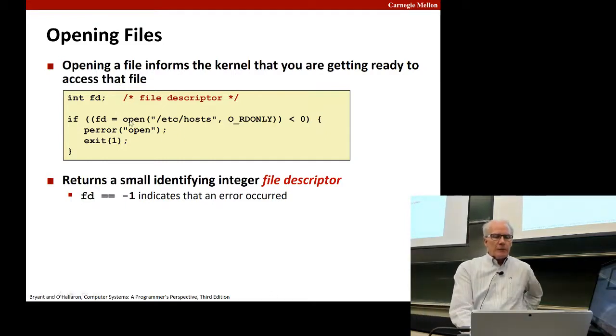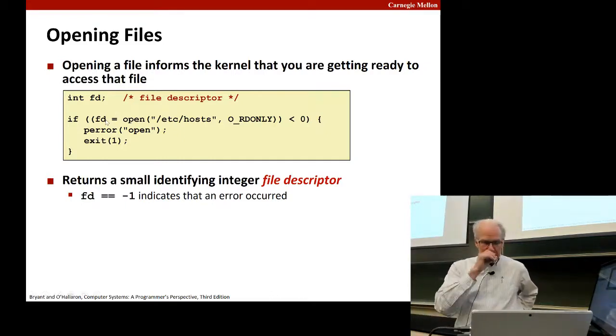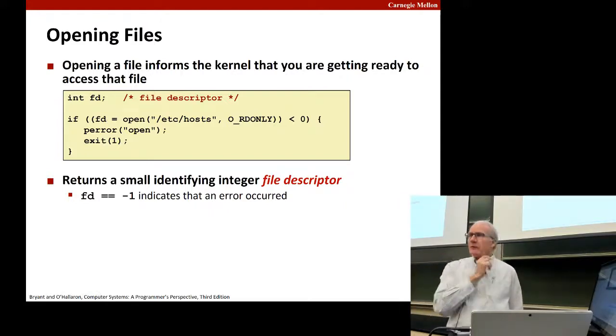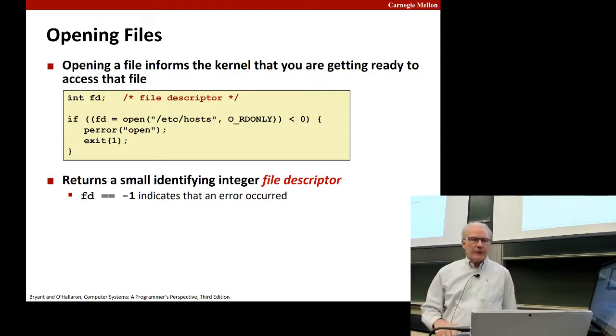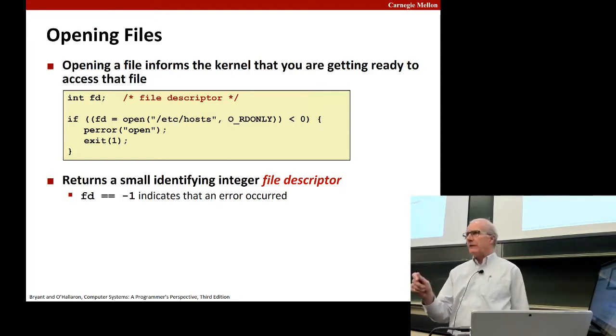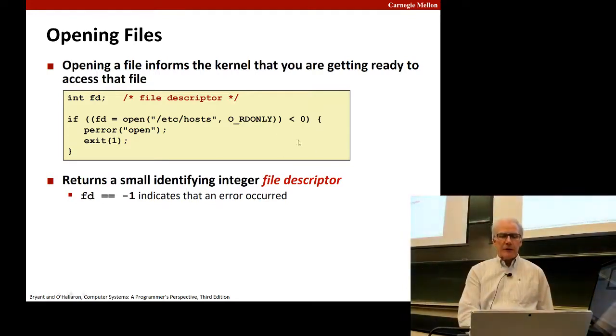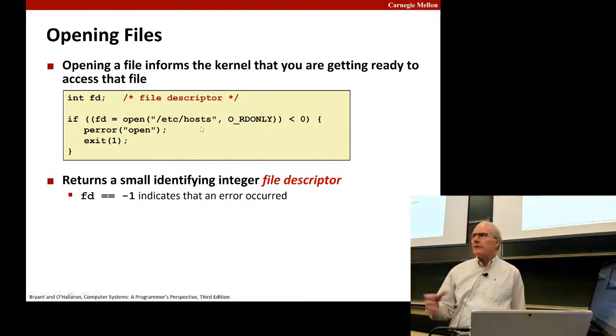And what that will return is something called a file descriptor. And this will get important. A file descriptor is a small integer, like 2, 3, or 4, that the operating system assigns as the identity of this particular open file. If it returns something less than 0, that's an indication that this file or path name is not valid.